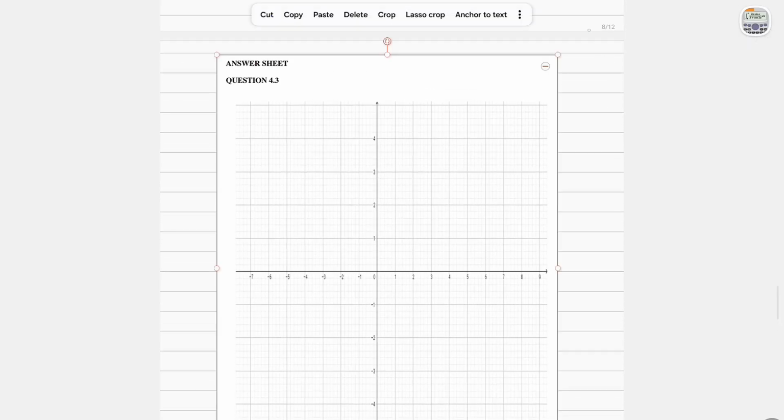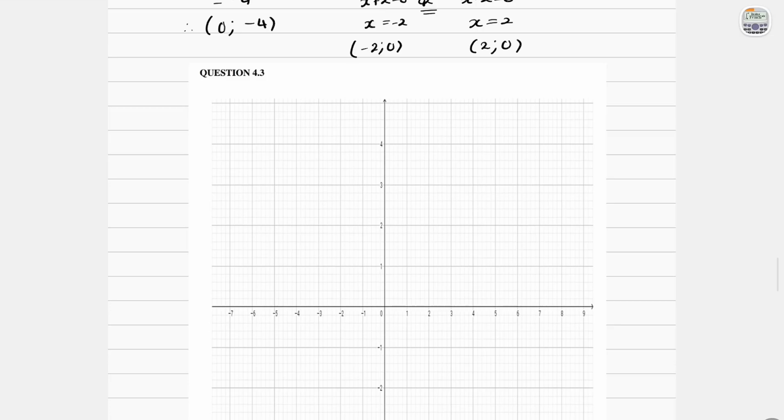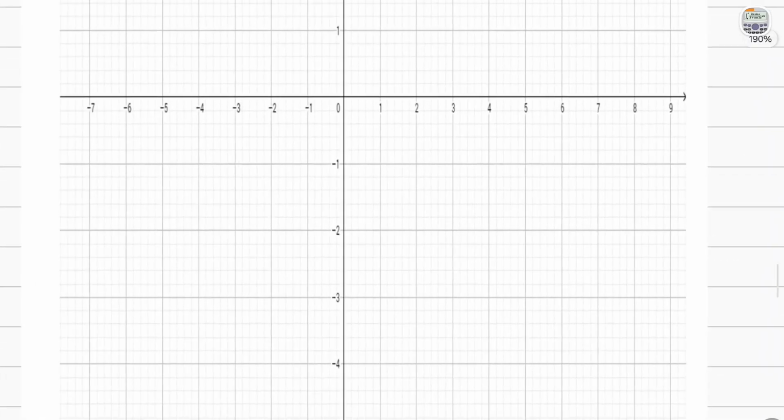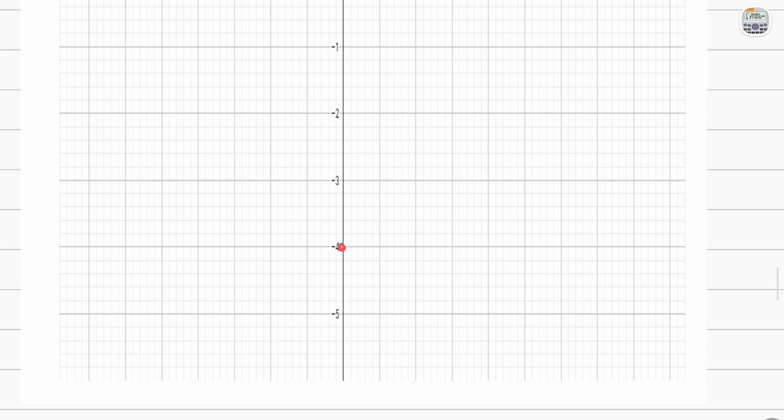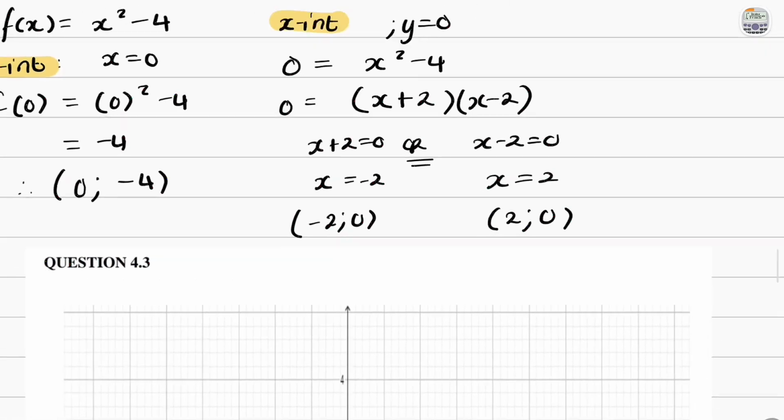So I'm going to use this paper. We can just go ahead and start with the parabola. For the parabola, we have (0, -4). So you go 0 and then 4 units down, and that is our turning point. You don't have to write the coordinates. You can if you want to, but it's not necessary. As long as you show it passes -4 on the y-axis, they will know it's a y-intercept.